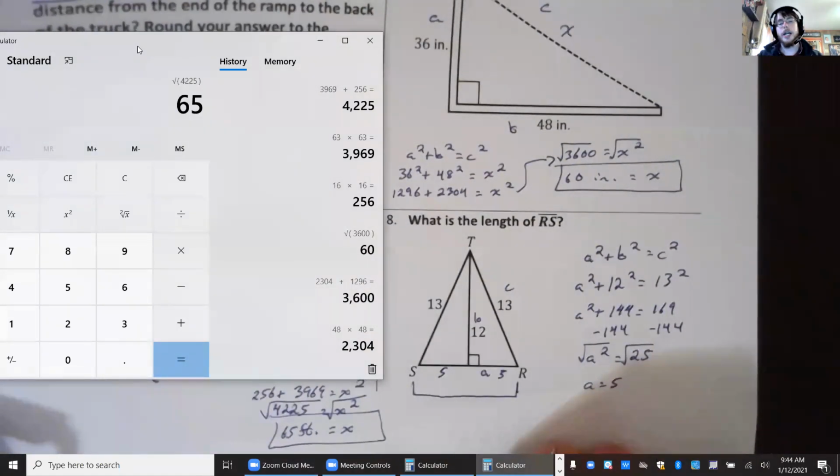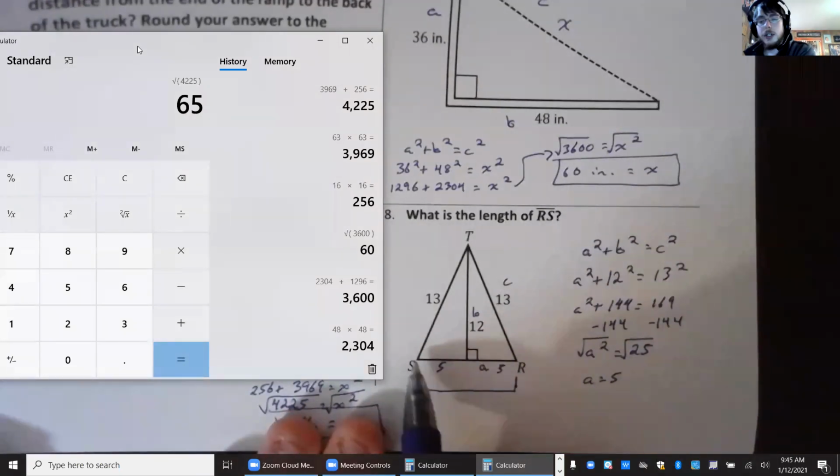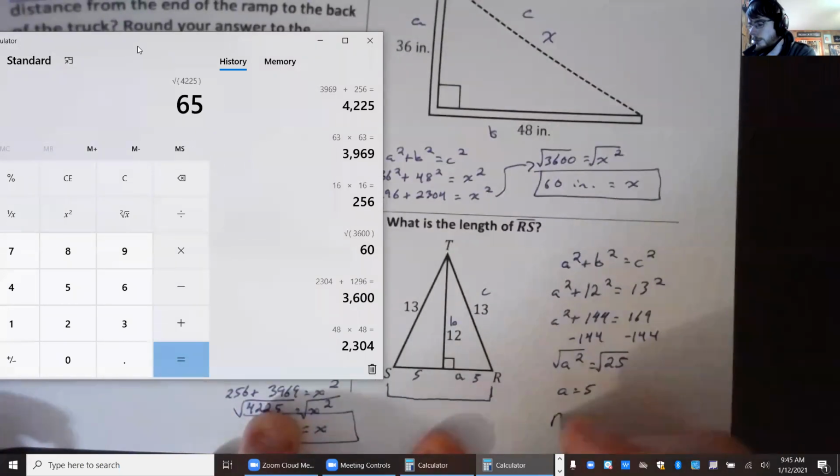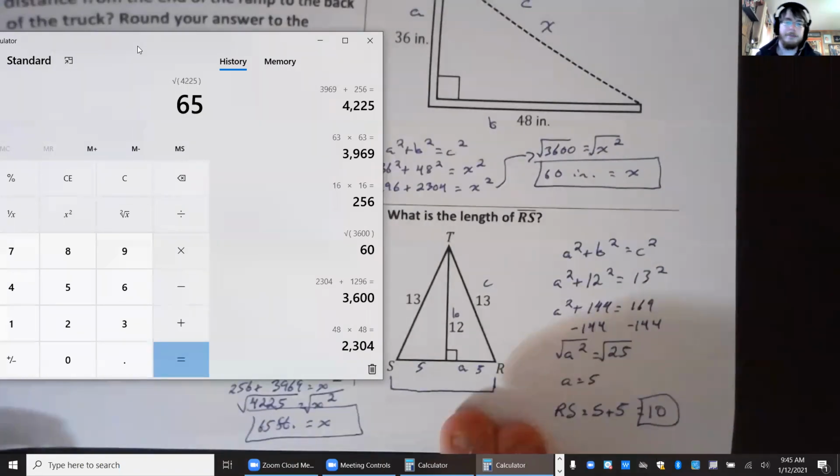Now, since RS is that whole entire length, we have two segments here that split it up, and they're both measure of 5. So RS is equal to 5 plus 5, which is 10.